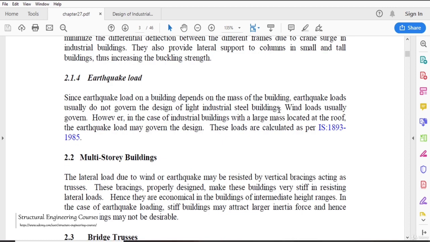And earthquake loads can also be applied, but they do not govern the design of the building. So that is what they have referred to here, that earthquake load usually does not govern the design of light industrial steel buildings. Wind is the force that governs the design of these structural steel buildings.